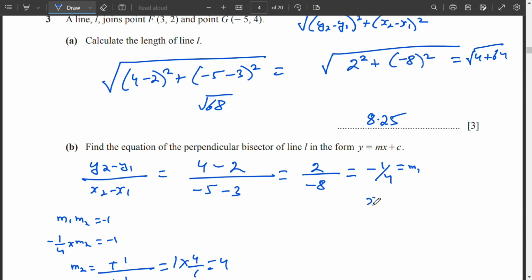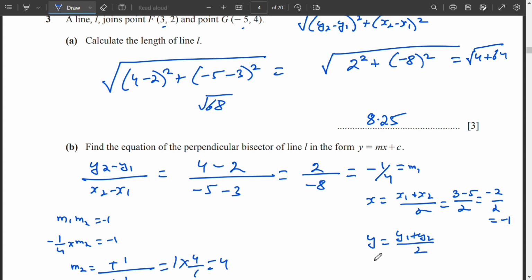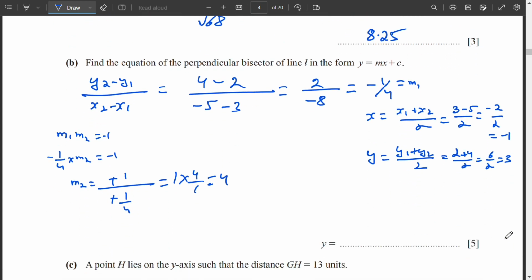Midpoint x will be x1 plus x2 by 2. So we know 3 minus 5 by 2, which is minus 2 by 2, which is minus 1, and y will be y1 plus y2 by 2, meaning the y coordinate of the midpoint. Y1 is 2 plus 4, 2 plus 4 by 2, which is 6 by 2, that equals 3. So minus 1 comma 3.